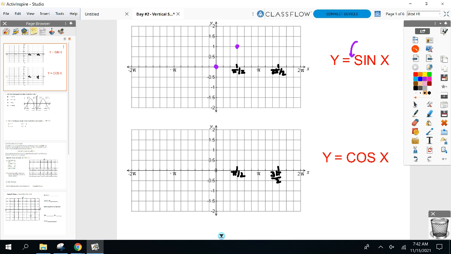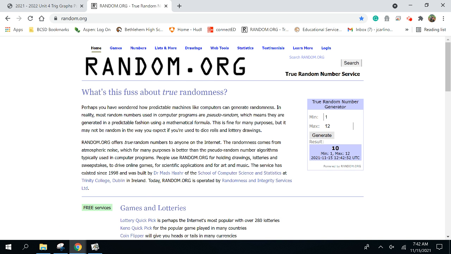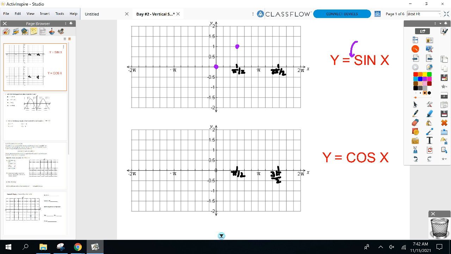0, max. Where does the sine curve go next? It goes back to 0. The next key value is 0 at pi. Notice I'm going every 90 degrees: pi over 2, pi, now 3 pi over 2.